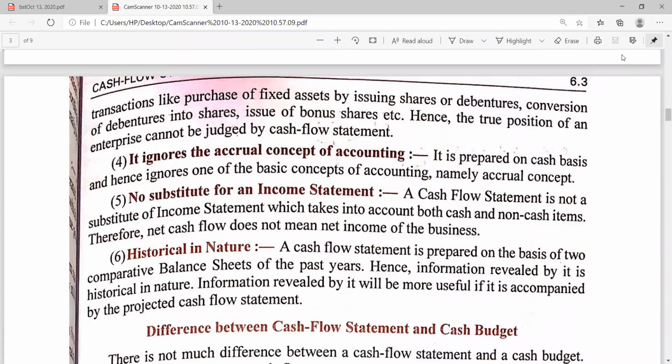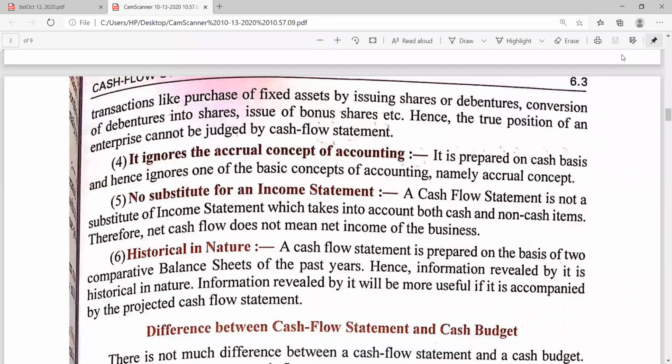So, it ignores the accrual concept of accounting. It is prepared on the cash basis and hence ignores one of the basic concepts of accounting, namely the accrual concept. No substitute for an income statement. A cash flow statement is not a substitute for the income statement, which takes into account both cash and non-cash items. Therefore, net cash flow doesn't mean net income of the business.